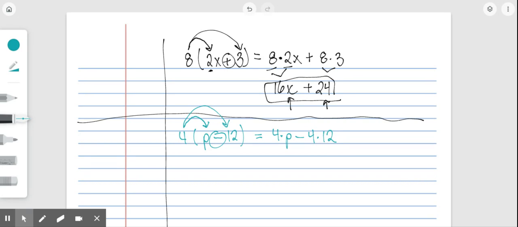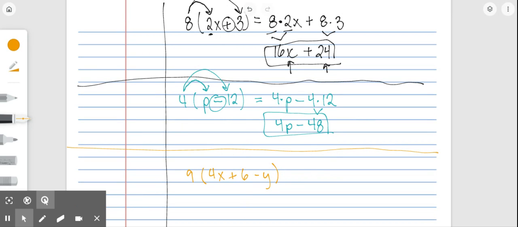And then I'm going to simplify. 4 times p, I can't simplify that anymore because I don't know what p is. And 4 times 12 is 48. So 4p minus 48. Same idea, but this time I have a subtraction. Okay. So again, we're just doing the same exact thing. The next one's going to be like the most tricky one that we're going to do.